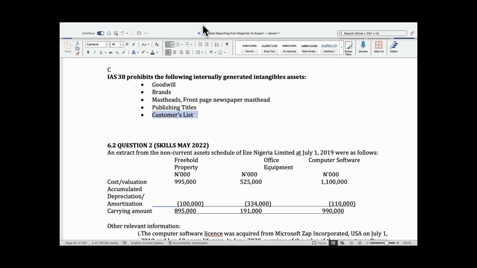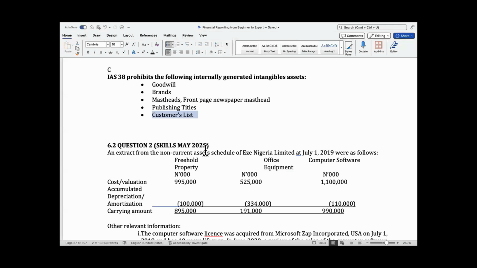Then finally, we talked about subsequent measurement. I said it's the same thing as PPE, cost model and revaluation model. But for the cost model in intangible assets, when we have an intangible asset with an indefinite useful life, you do not amortize it, but you assess it for annual impairment review. Not only that, before you can use the revaluation model for an intangible asset, you must have an active market where you can get the fair value. Other than that, it should be measured at cost model. So those are just things you need to note.